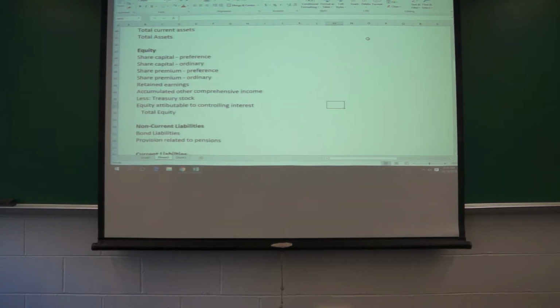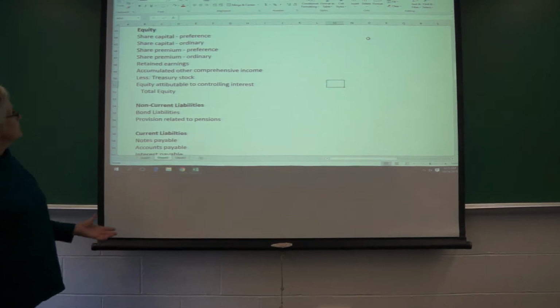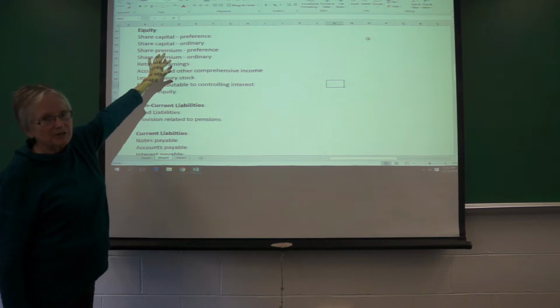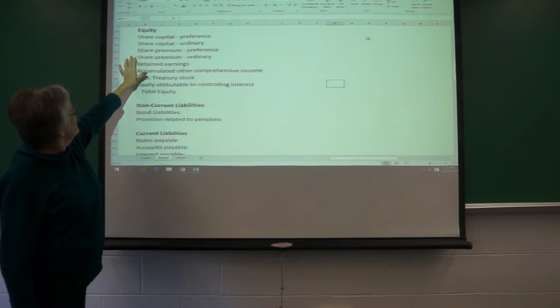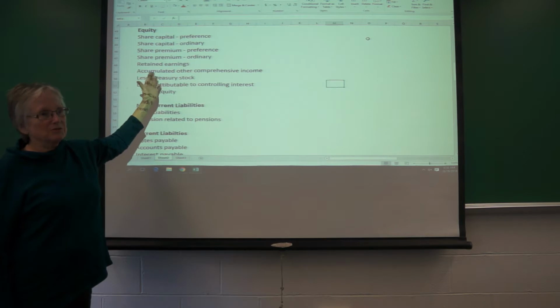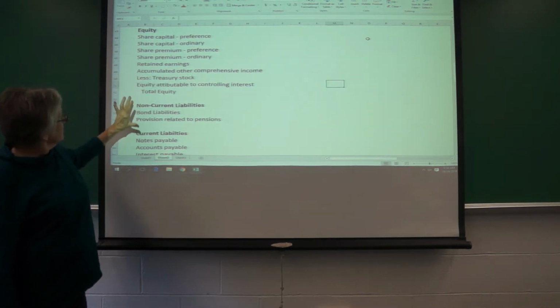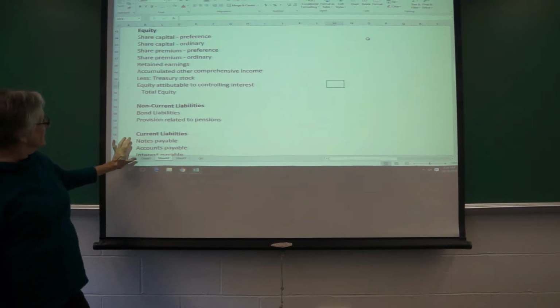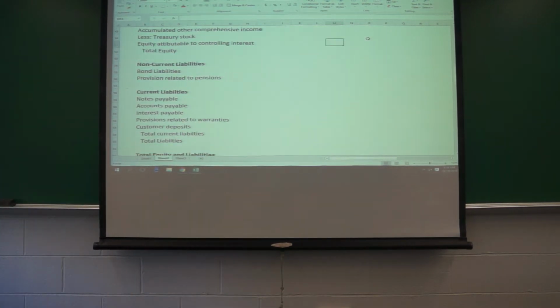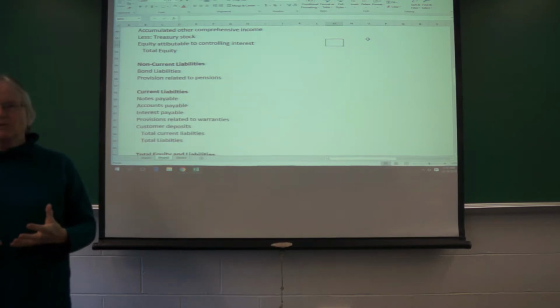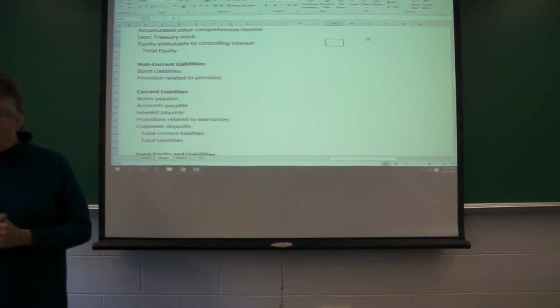You go on and they do the equities next, and they use different terms than we do, but it's basically your stock, your share capital, and they use preference and ordinary rather than common and preferred. And they use the term premium, which are not used in US GAAP statements. So they do the equity and then go down to the non-current liabilities, followed by the current liabilities. So this is the financial statement that's used by a lot of countries at this point, and FASB may be moving in that direction. But we do not have to worry about that right now.